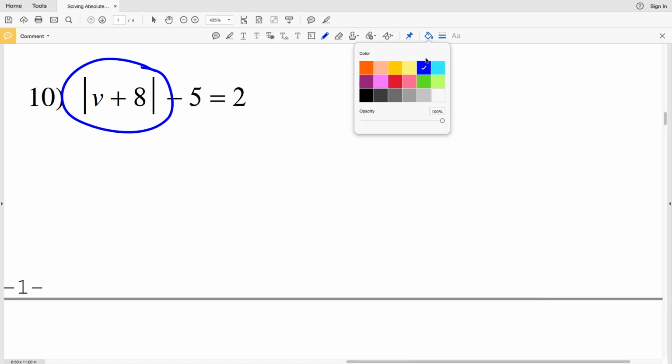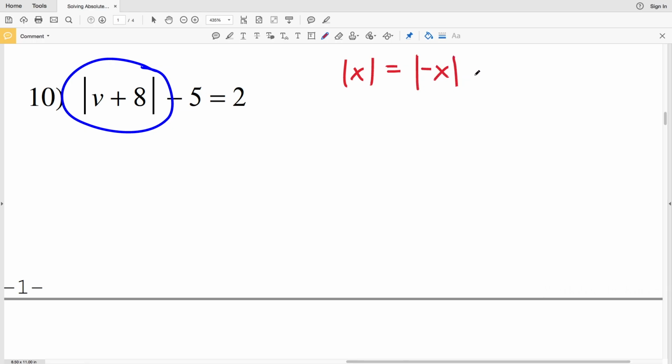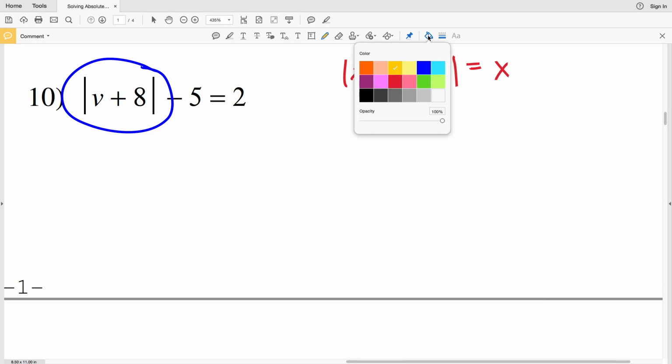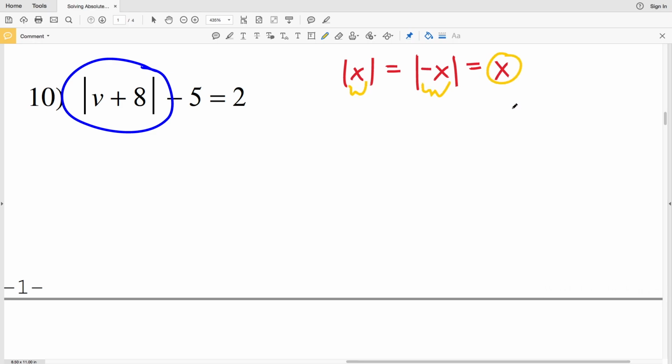Because remember, the absolute value of x is the same as the absolute value of negative x, which is equal to x. So that means whatever is inside the absolute value can be either positive or negative and result in the same answer. So once we get the absolute value by itself on one side of the equation, we can see what number that's equal to and then can solve for when the inside of that absolute value is negative or when it's positive.